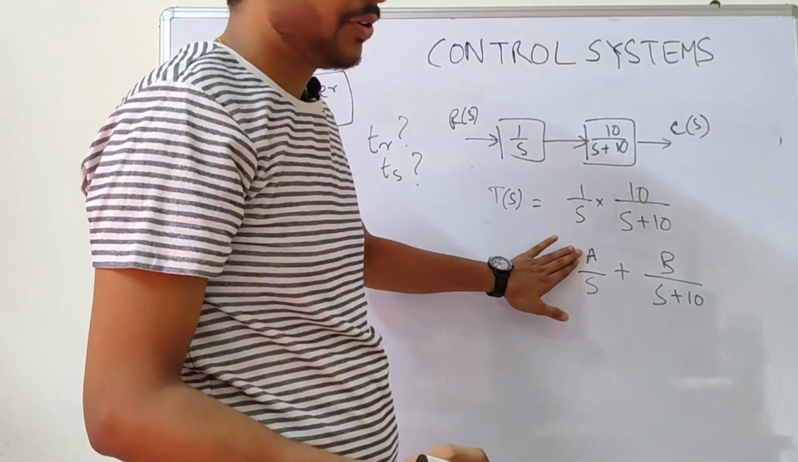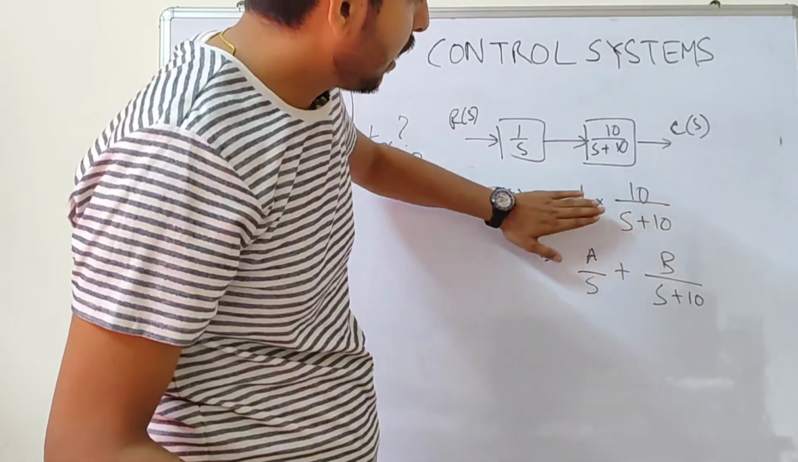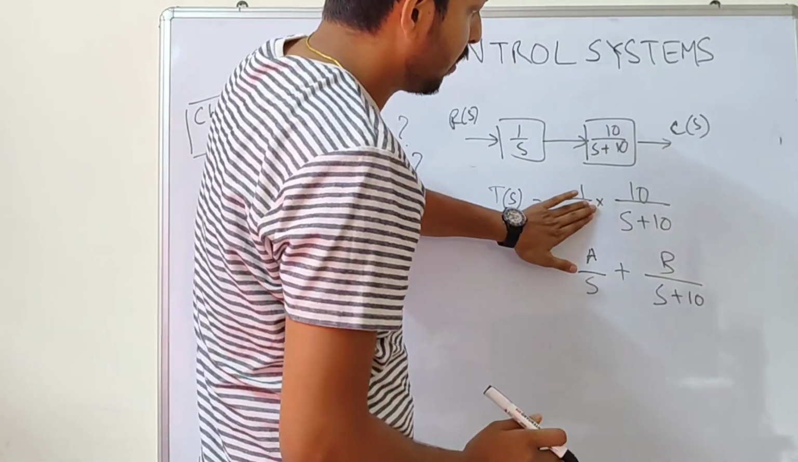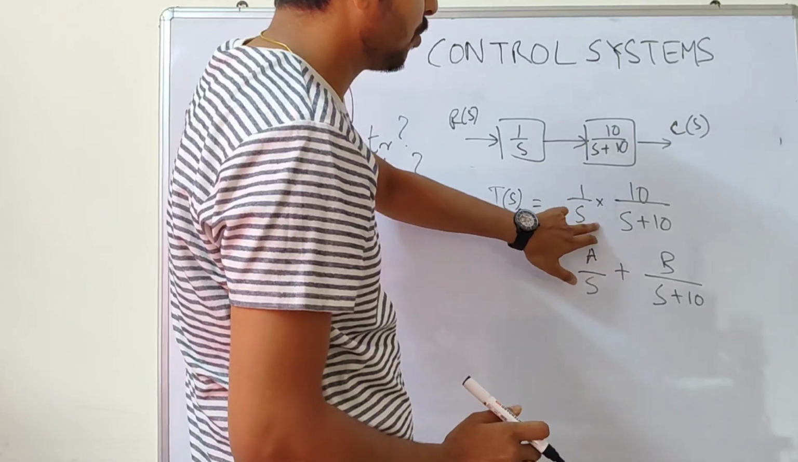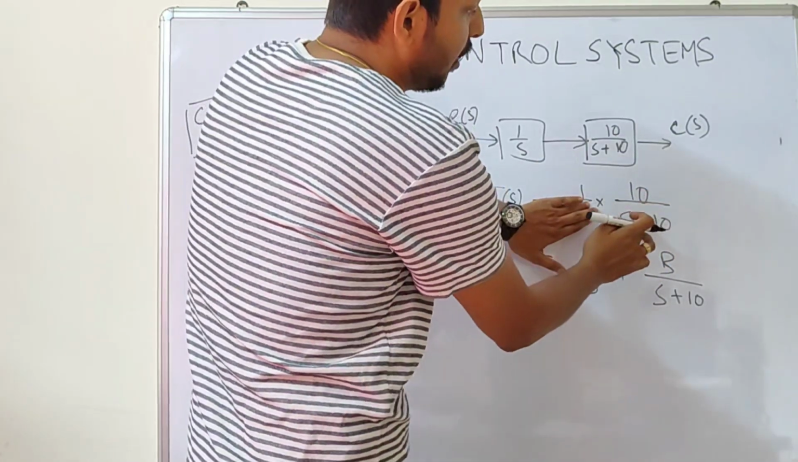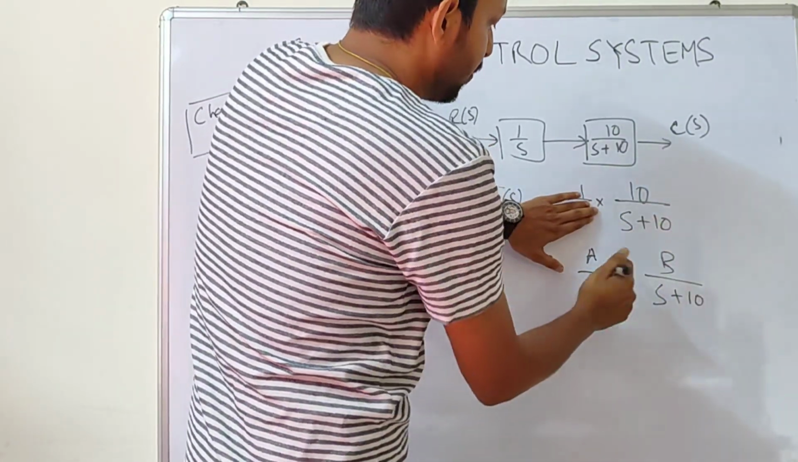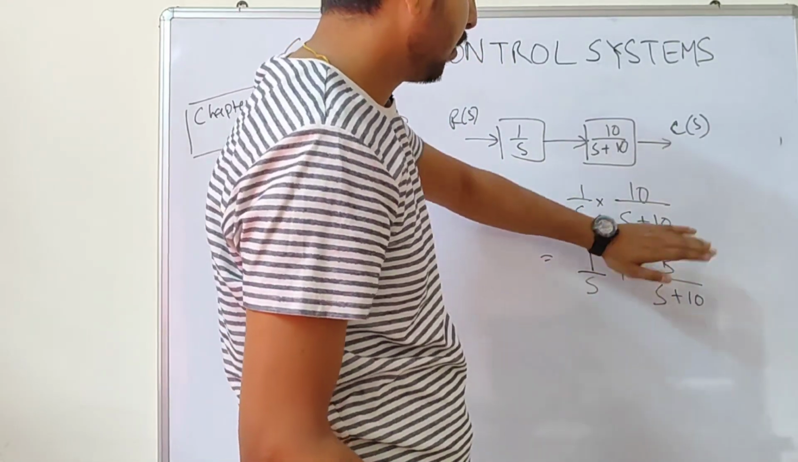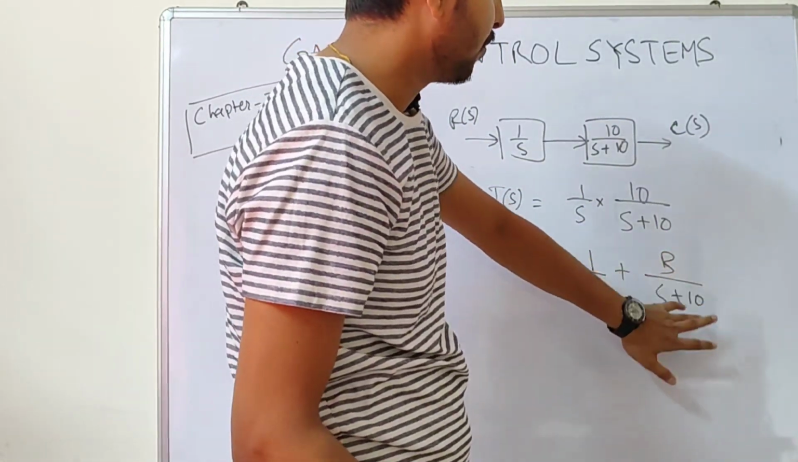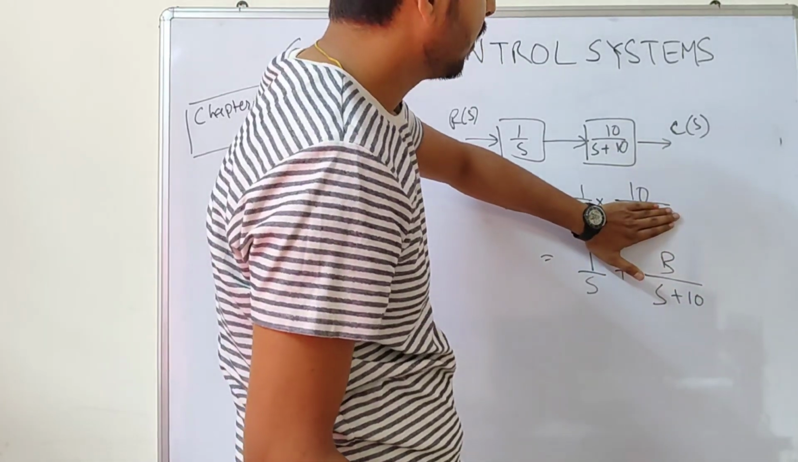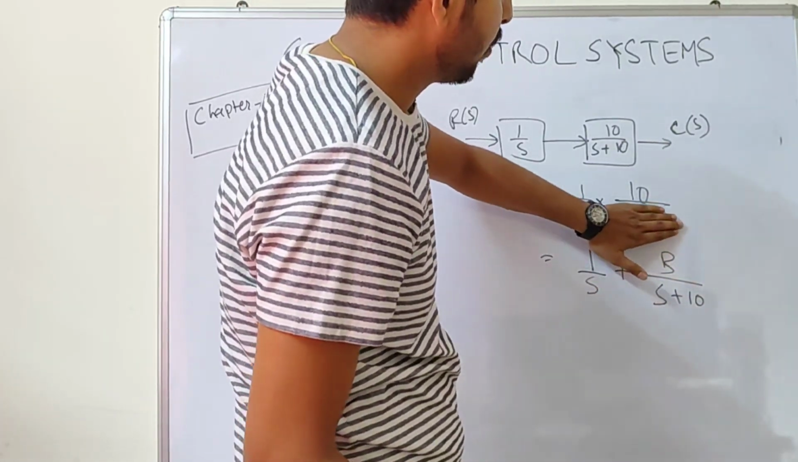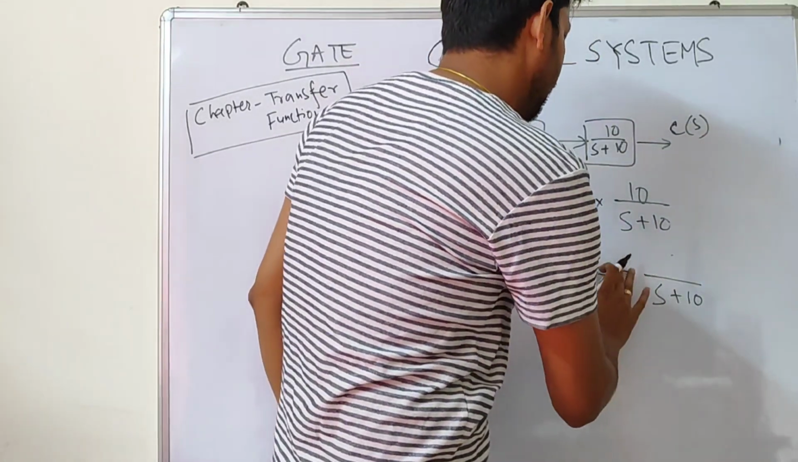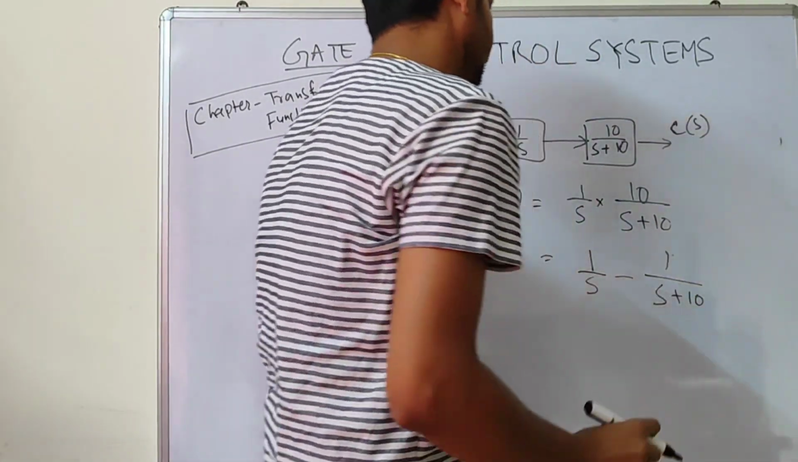To find the A coefficient, what we need to do is hide this s. If you hide this s and substitute s equals 0, then this will become 10 by 10, which is basically 1. So A becomes 1. For B, you will do the same thing. We are trying to find the coefficient for the s plus 10 term. You will hide this, and if you make it 0, s will become minus 10. So 10 by minus 10 is basically minus 1.